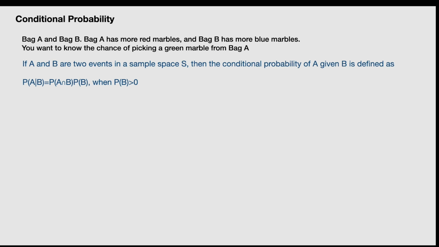If A and B are two events in a sample space S, then the conditional probability of A given B is defined as: probability of A given B equals probability of A intersection B divided by probability of B. And this is how we represent it. So probability is about the chance of something happening, and conditional probability is when that chance depends on something else happening first, just like picking a marble from a different bag changes the chances of getting certain colors.